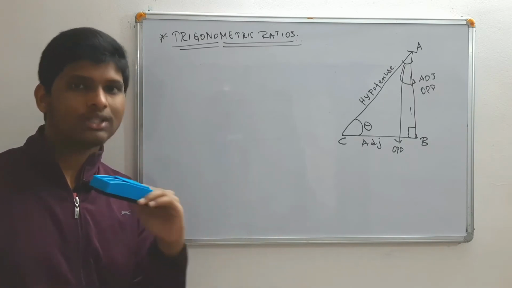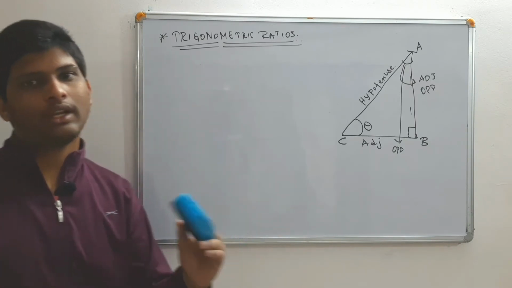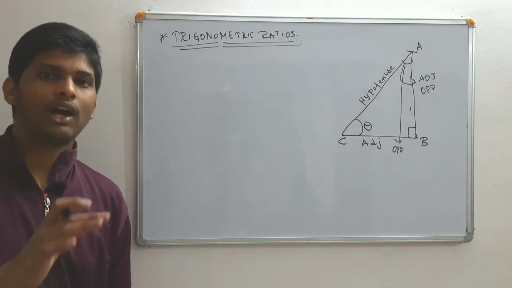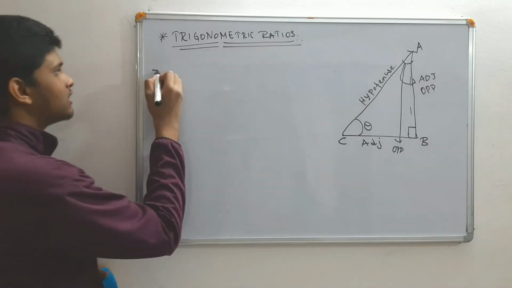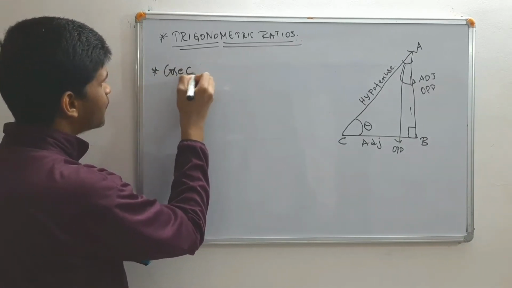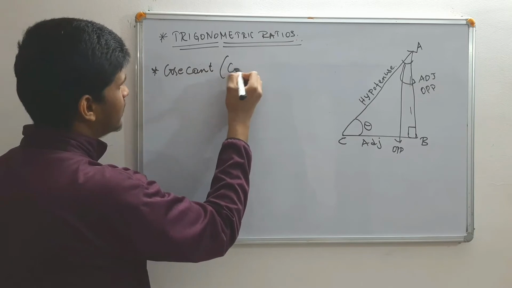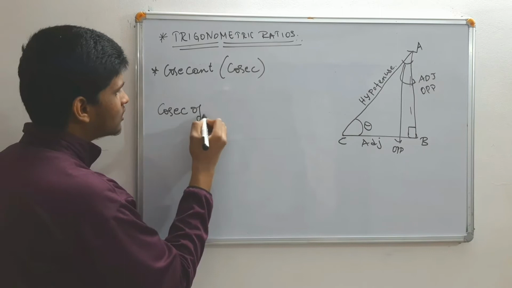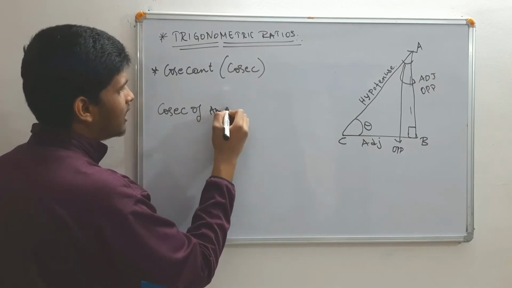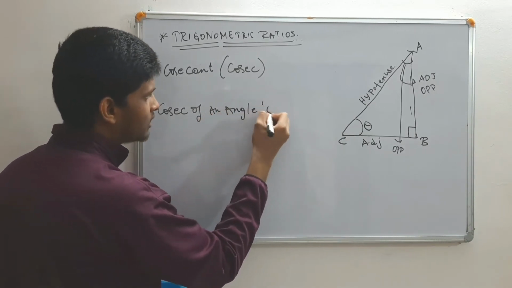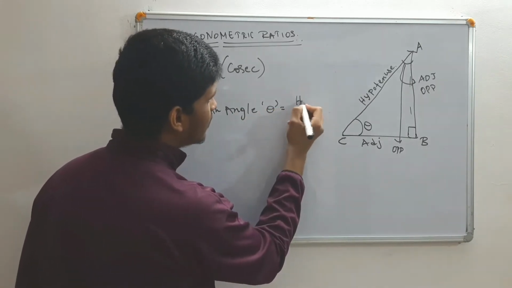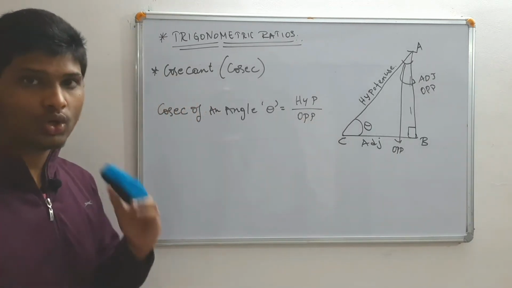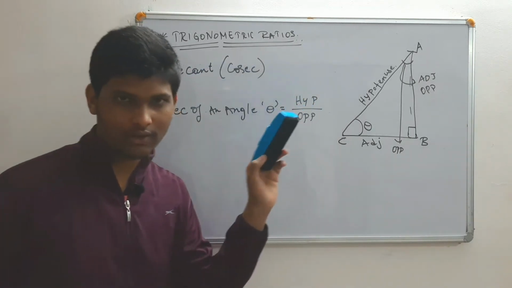So sin, cos and tan are the main trigonometric ratios, and the other three, cosecant, secant and cotangent, are reciprocals of these first three. So let's see about cosecant. Cosecant is also written as cosec in short form. Cosecant of an angle, say theta, is equal to hypotenuse by opposite side. So cosecant of any angle theta is hypotenuse divided by opposite side.